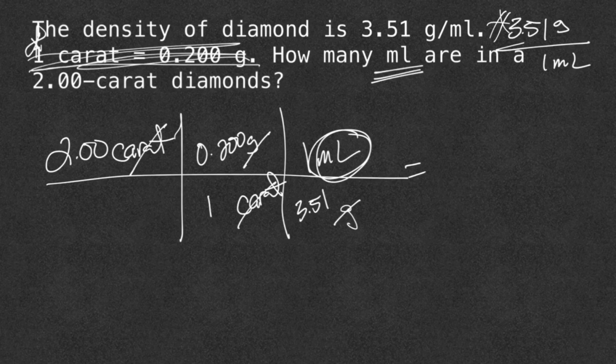I'm starting with my given, 2.00. The very next number I'm going to put in is this number, and it's on top, so I'm going to multiply, times 0.200. The very next number is on bottom, so I'm going to divide 3.51 equals. My given had 3 sig figs, so I'm going to give 3 sig figs in my answer, 0.1139, so I'm going to round that to 0.114 milliliters.